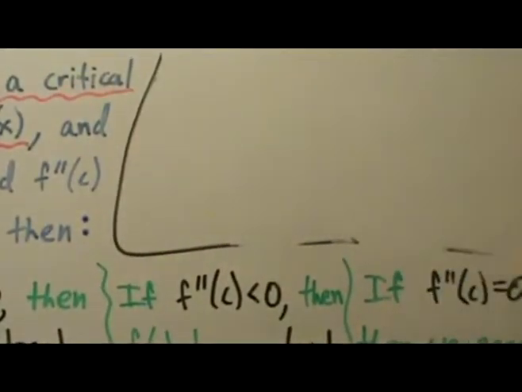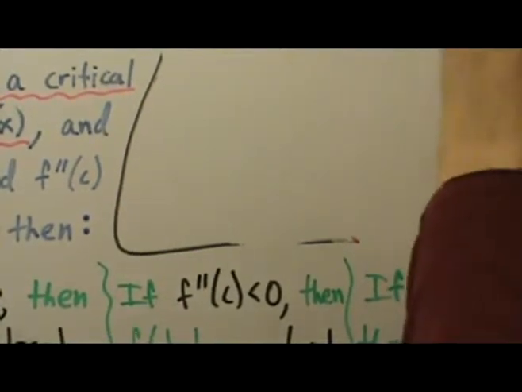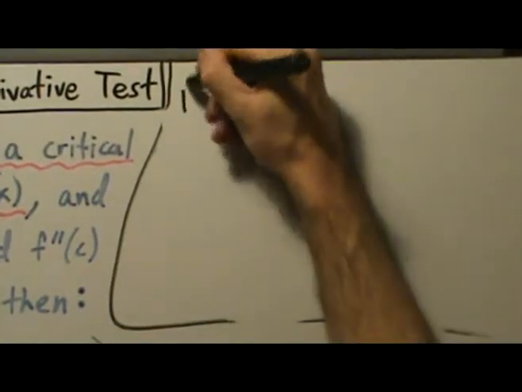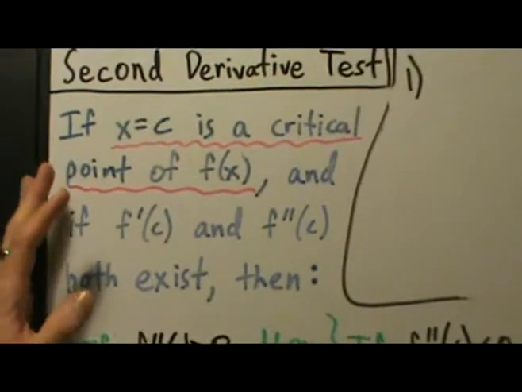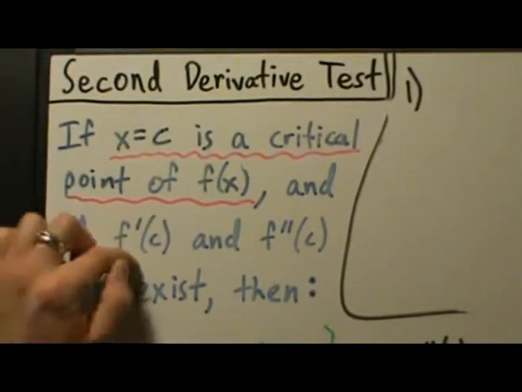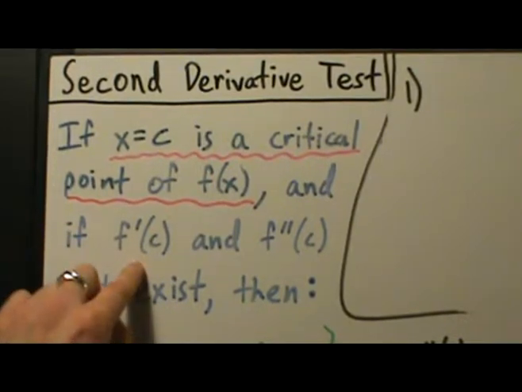Okay, so we talked a lot about what the second derivative test is and why it works, but now let's outline the steps for how to use it. So step one is going to be find the critical points. When you do the second derivative test, you always have the restriction that f prime of c must exist.